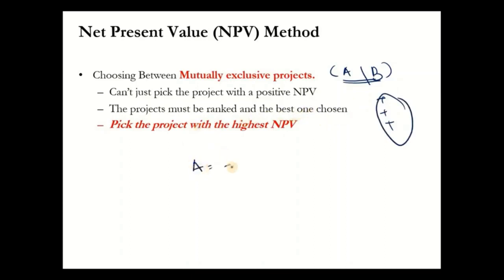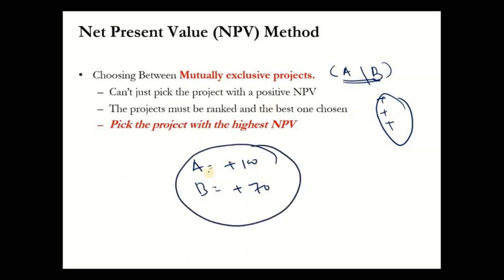For instance, A has an NPV of 100 and B has an NPV of 70. Both can be accepted because NPV is positive, but out of these two, which one should be accepted? This one.